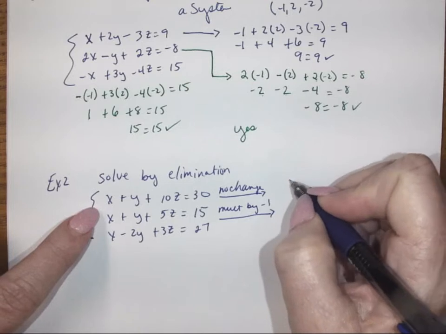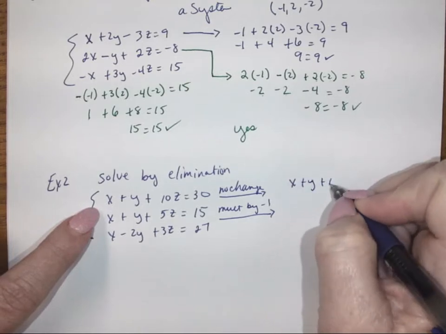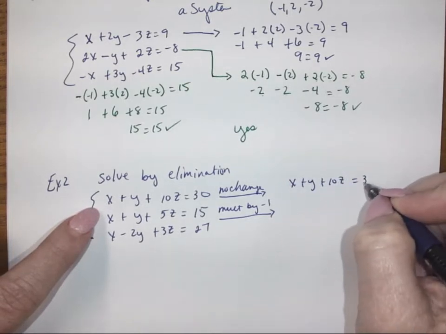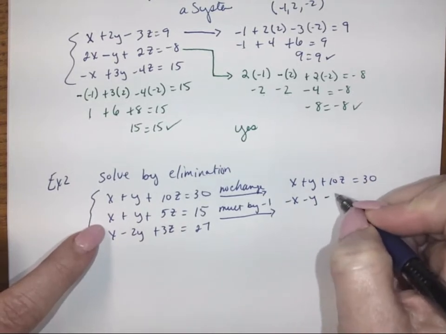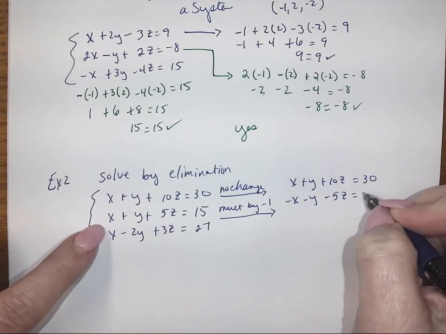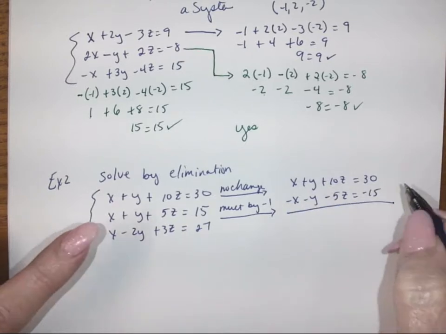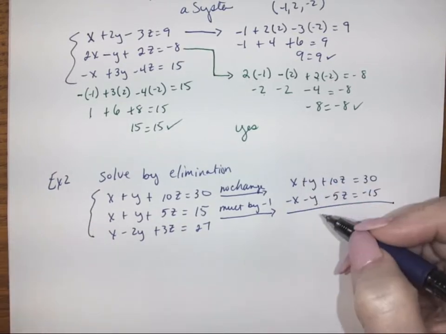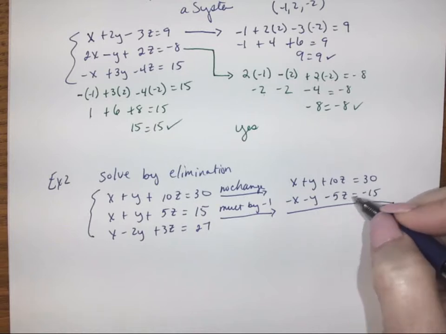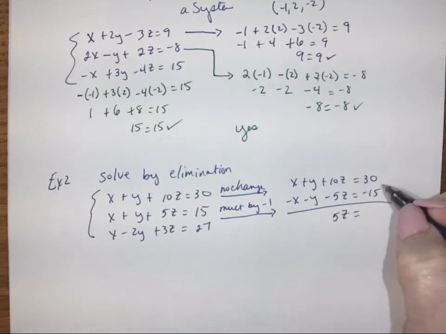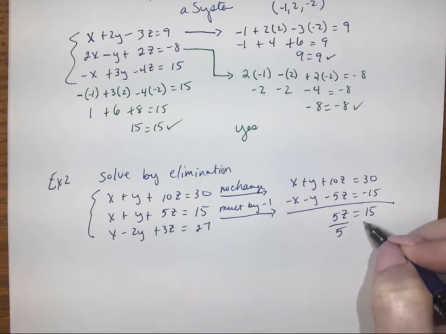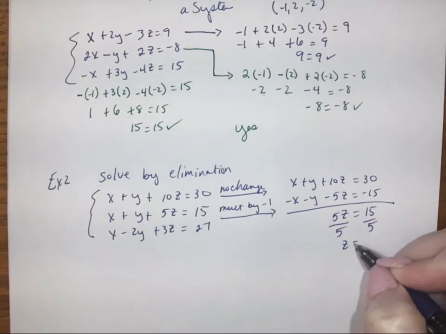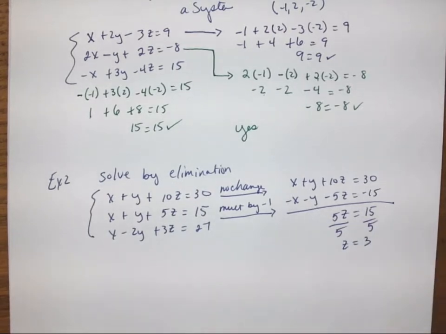So first one will have x plus y plus 10z equal to 30, then -x minus y minus 5z is equal to -15. Well, our x's and our y's both cancel. 10z minus 5z will be 5z. 30 minus 15 will get us 15. We can actually solve for z here and get z is equal to 3. So we've got one of our variables.